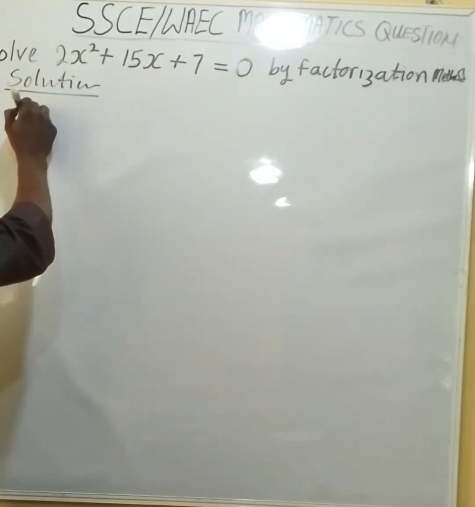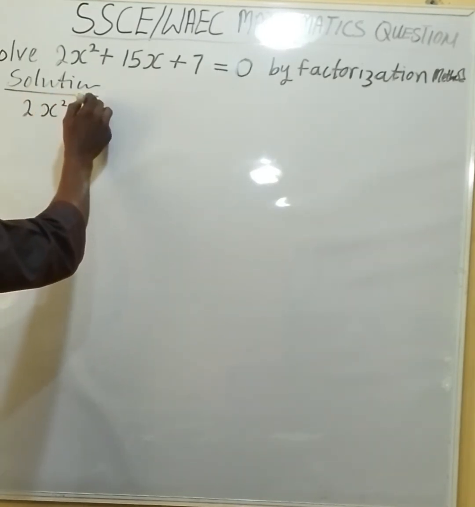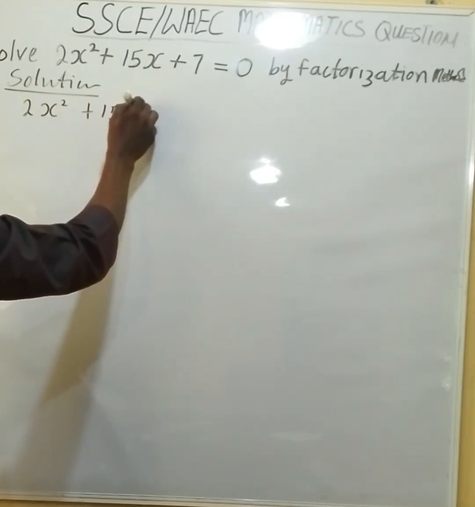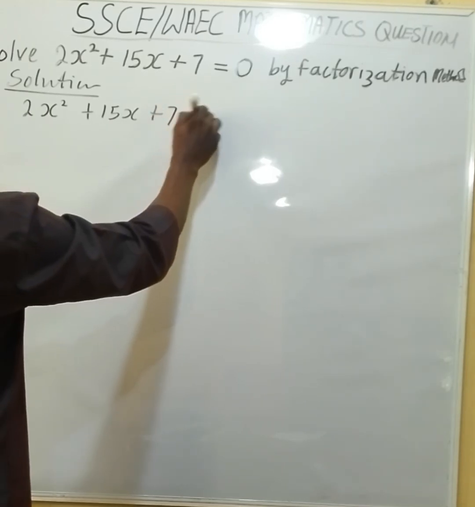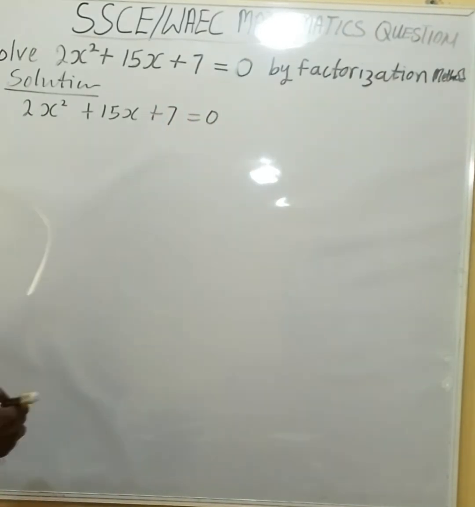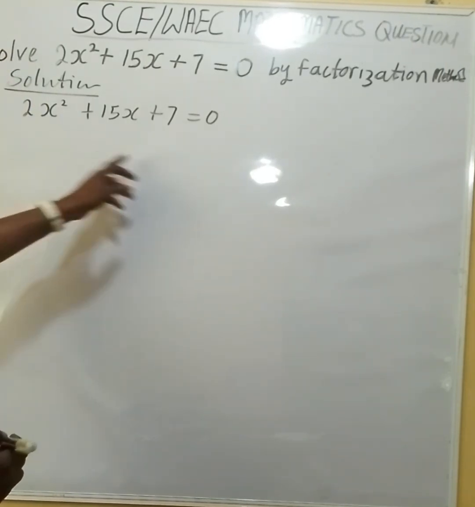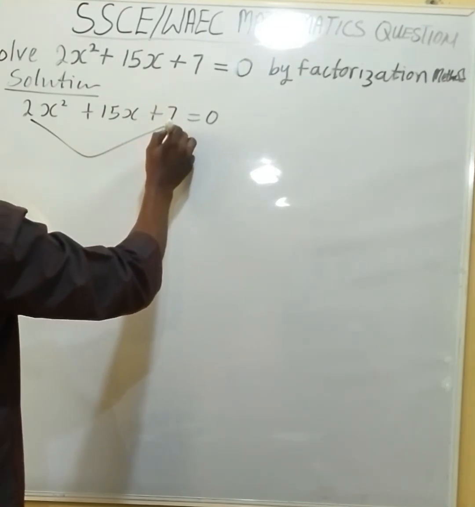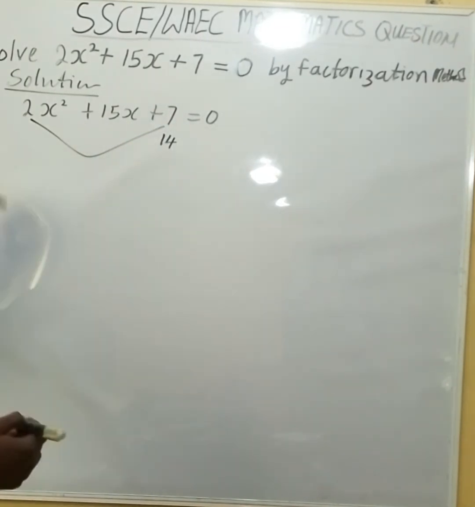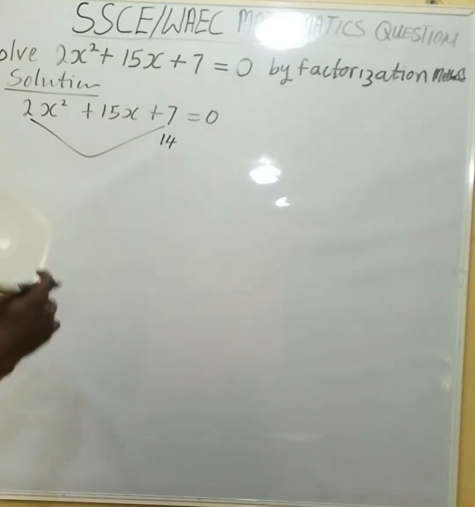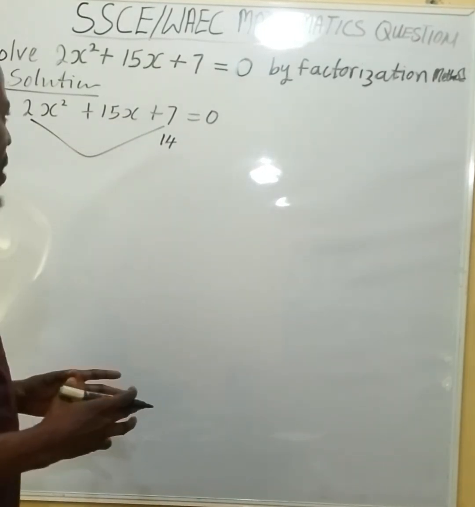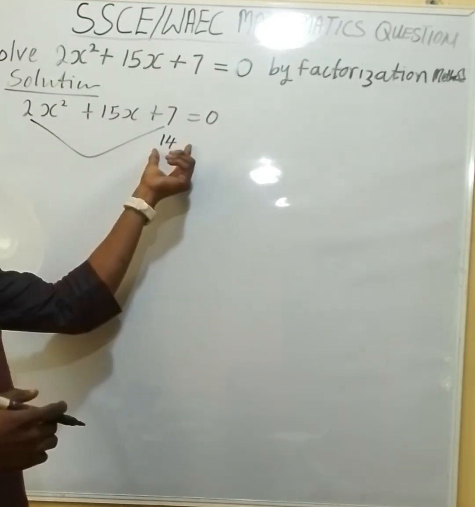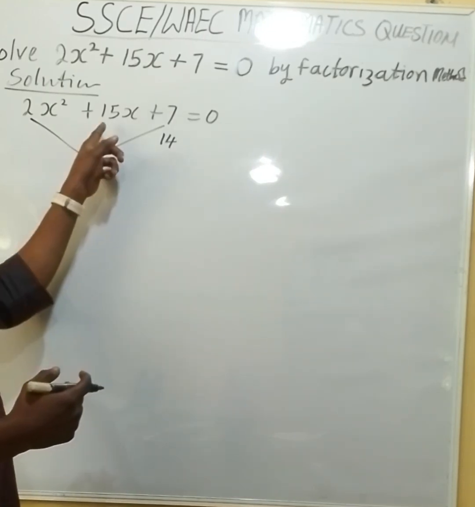So we have 2x squared plus 15x plus 7 equals 0. Now when you have a question like this, to solve by factorization method, you will consider the coefficient of x squared, you multiply it by your constant, and it will give us something like this. 2 times 7 will give us 14. So which means we are going to use 14 here. We will now think of two factors that when we multiply them together they will give us 14. When we add them together they will give us 15.